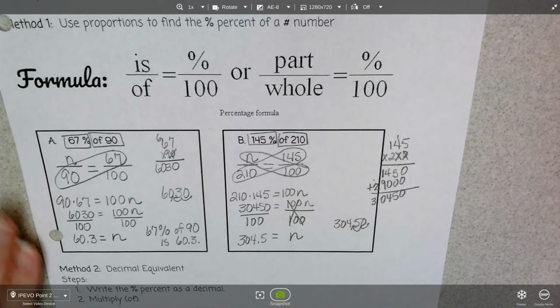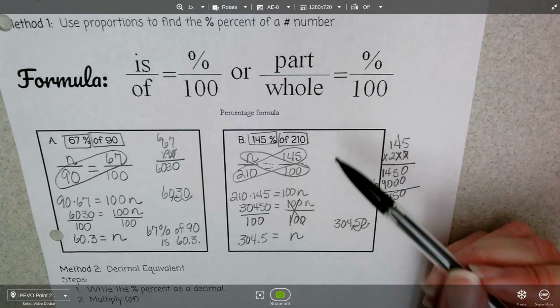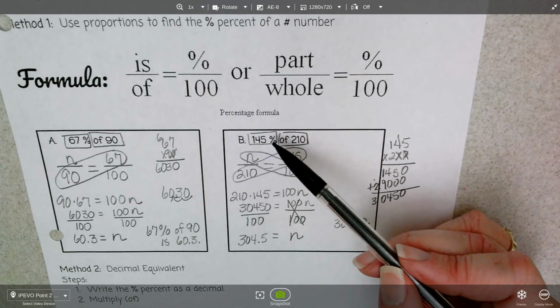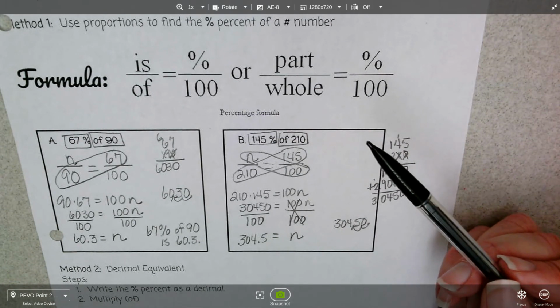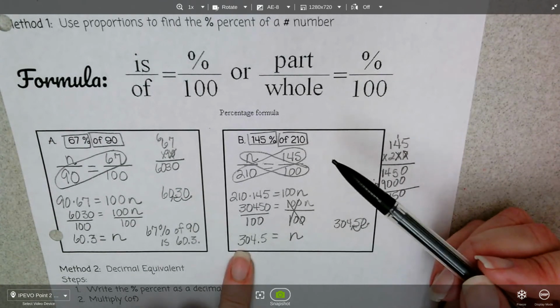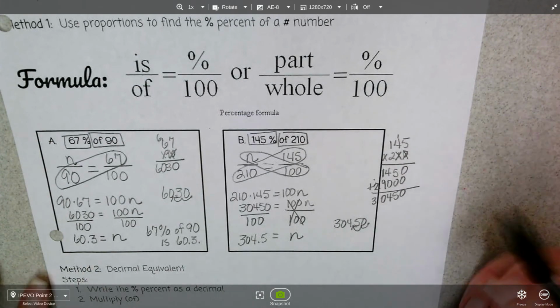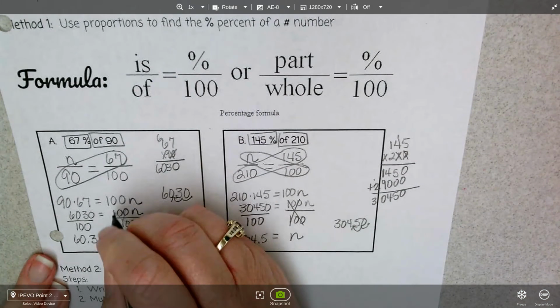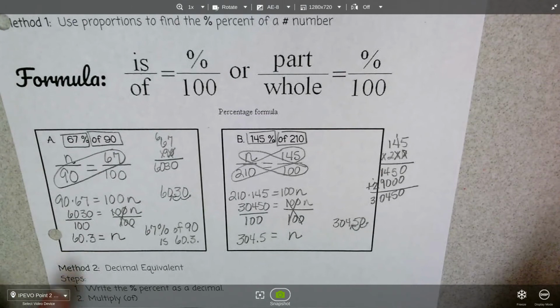Now let's think about it for a second. Does that make sense? Because that's a big number. We're looking for 145% of 210. 145% is more than the whole thing. That's almost 1.5 times 210. Does 304 and 5/10 make sense? Yes, it does. Look back at this one. 67% of 90. 67% is less than the whole, so it's going to be less than that 90. And we've got 60 and 3/10 equals n. Does that make sense? Yes, it does.